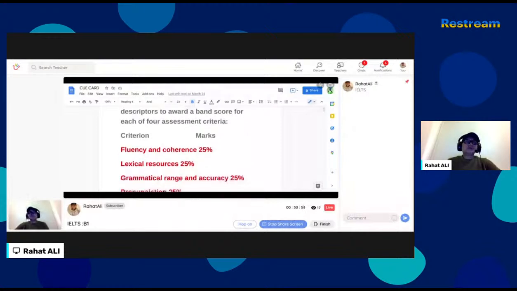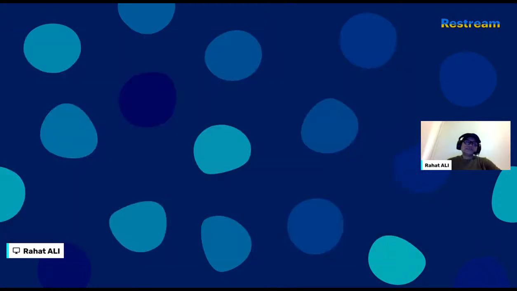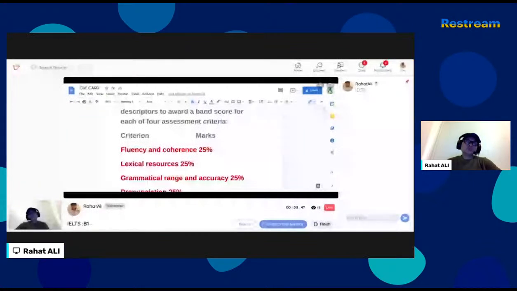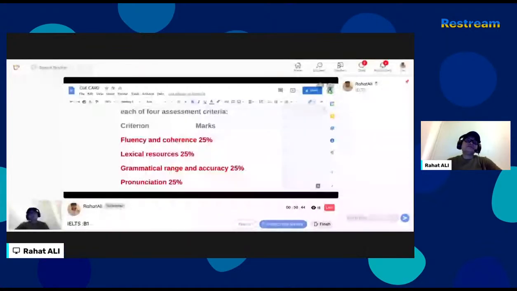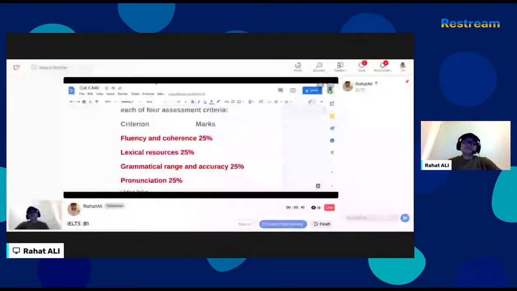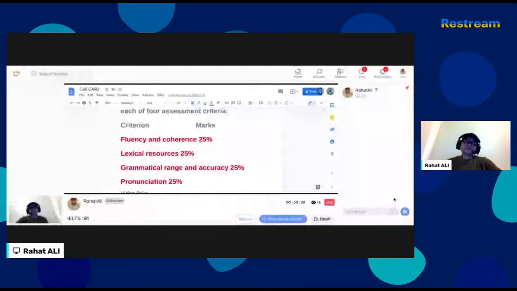Before we go on to an elaborate explanation, let me inform you that for the cue card and all over the IELTS speaking, there are 4 sections for your marking. The first is fluency and coherence, which is 25%. The second one is lexical resource. The third one is grammatical range and accuracy, 25%. And the fourth one is pronunciation, 25%.